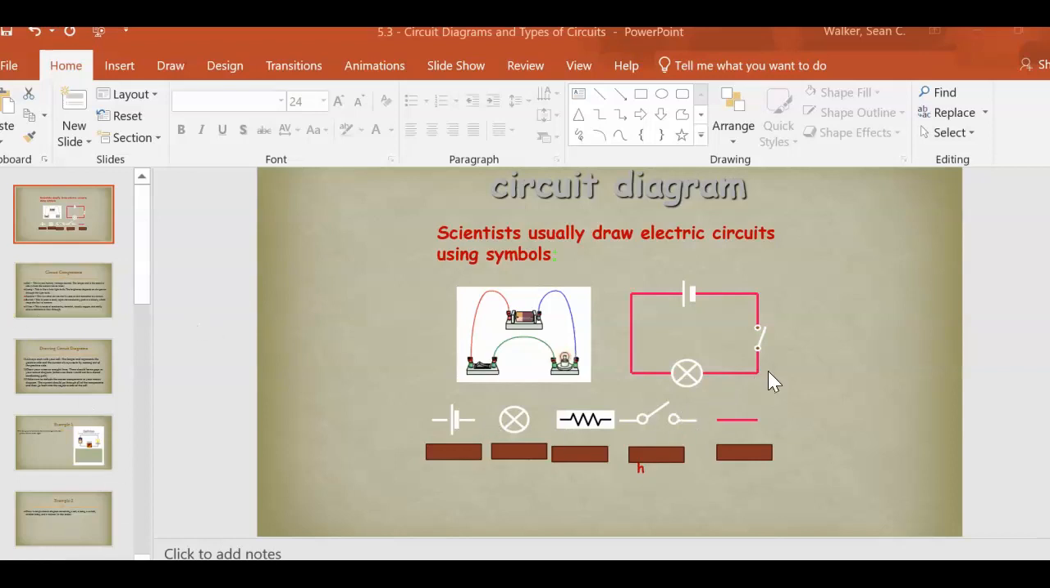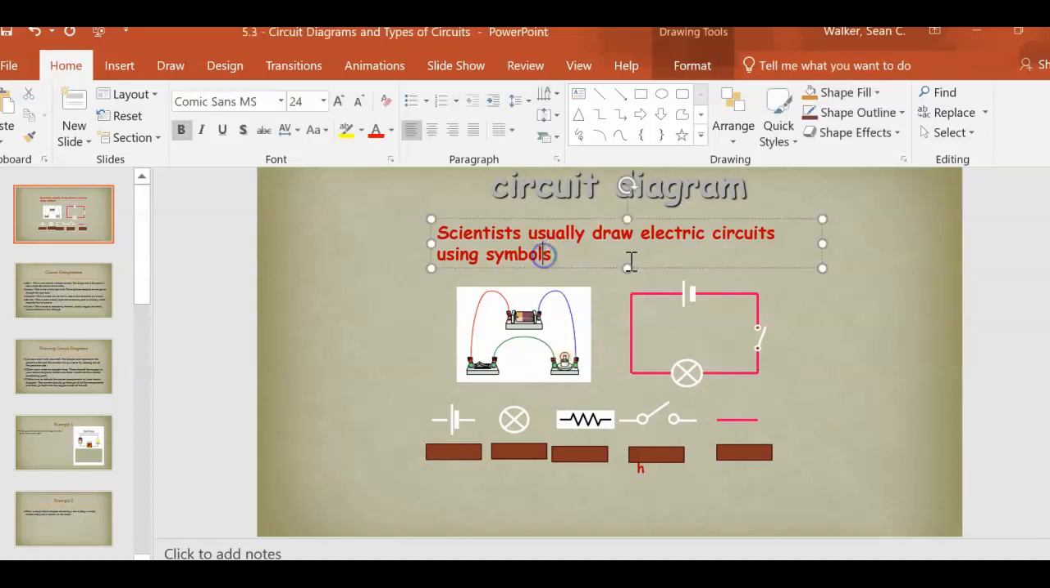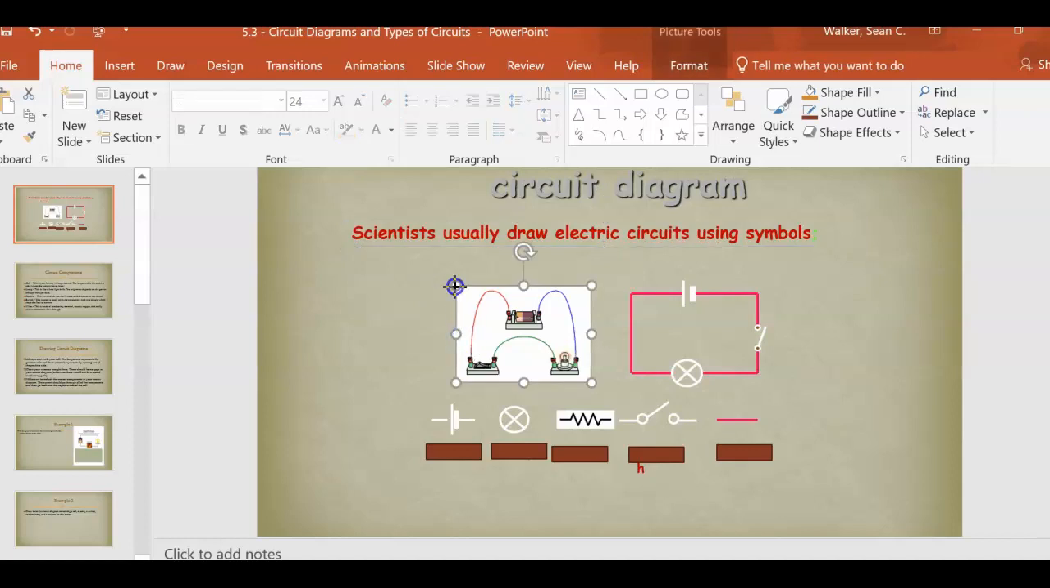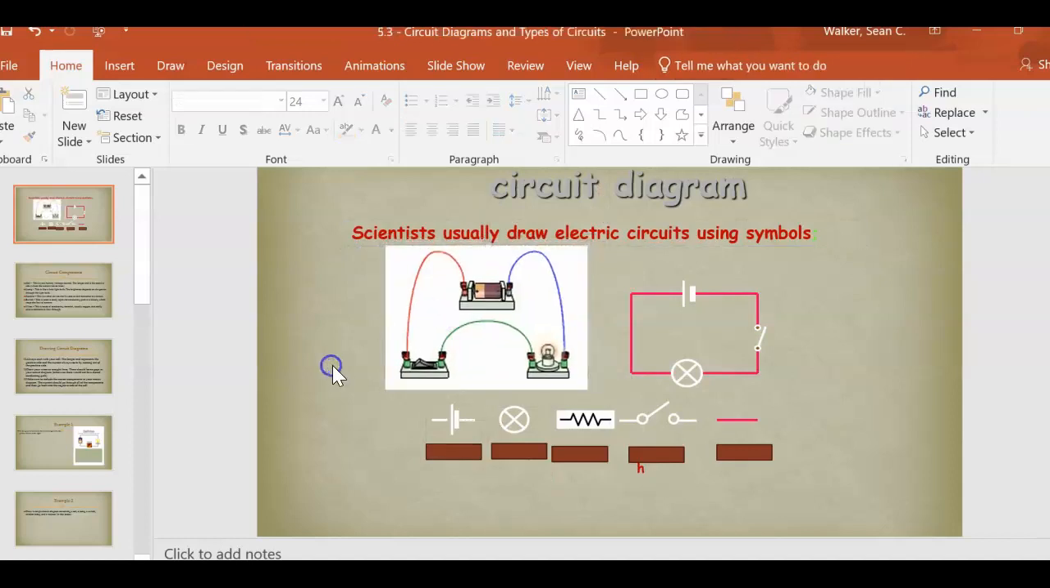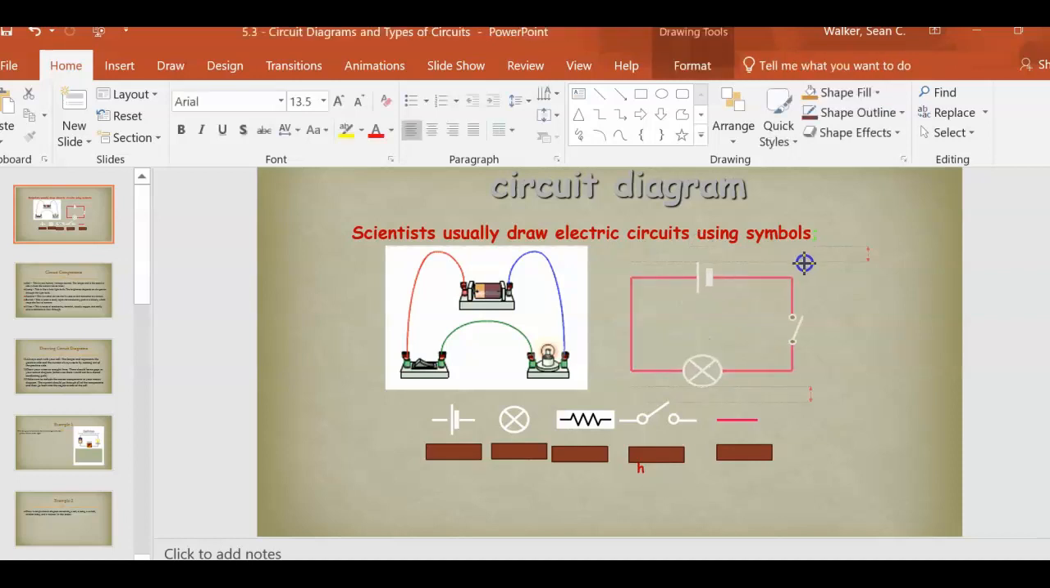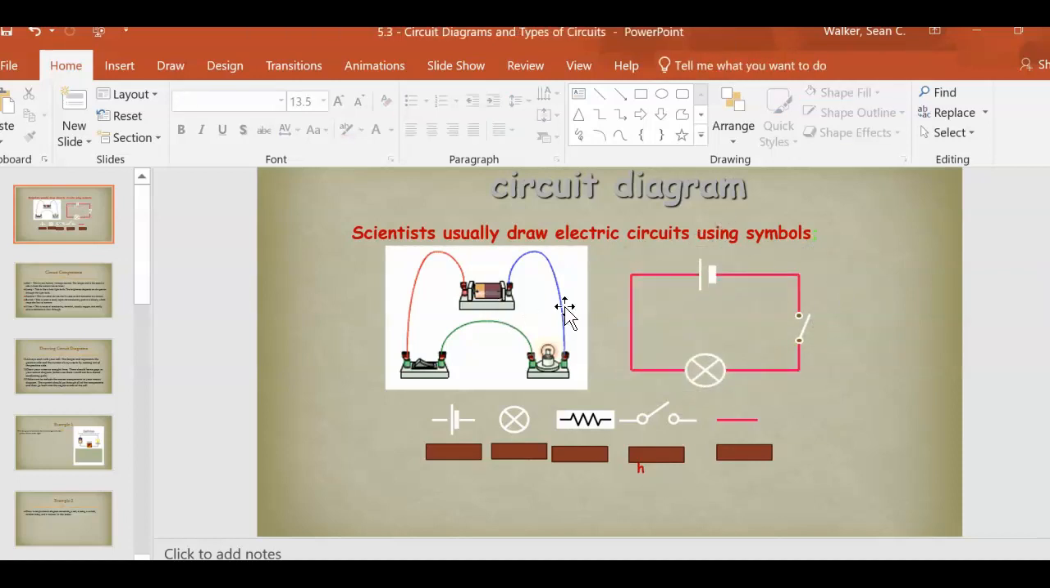Okay, and as you can see on the slide, scientists usually draw electric circuits using symbols. For example, if you had a circuit that might look like this in real life, we have a battery and a light switch connected to it with wires, and then a light bulb connected to it. Rather than draw this complicated picture, we use specific symbols in physics to draw circuits. What you see over here on the right is this circuit drawn using certain types of symbols.